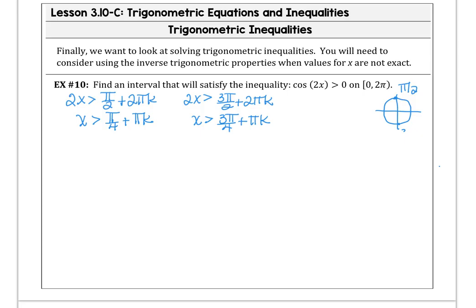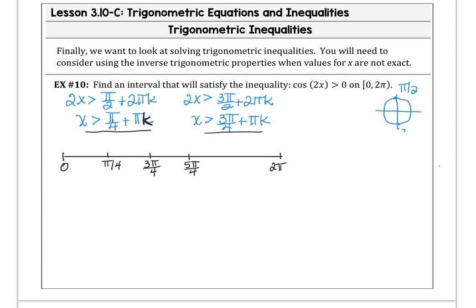The next thing I want to do is draw a number line and use that number line to test some values. So this is going to be our test strip. We're testing from 0 to 2 pi, and for this set, we've got pi over 4, and then we have 3 pi over 4. If you put a 1 in here for the k, that's 5 pi over 4. If you put a 1 here, that's 7 pi over 4. And after that, we're beyond our domain.